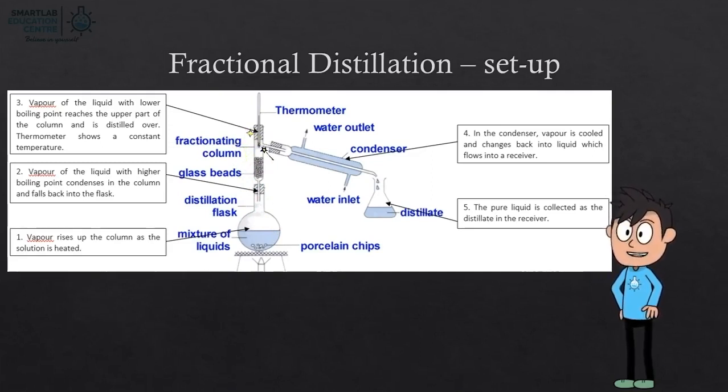Thermometer shows a constant temperature. In the condenser, vapor is cooled and changes back into liquid which flows into a receiver. The pure liquid is collected as the distillate in the receiver.